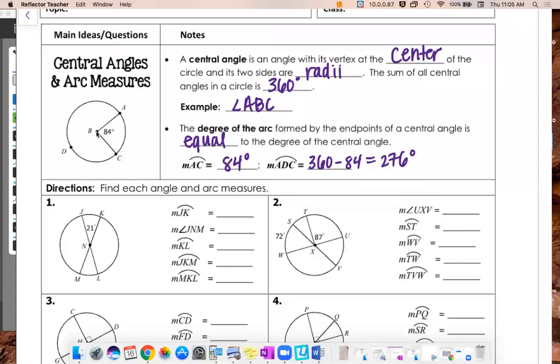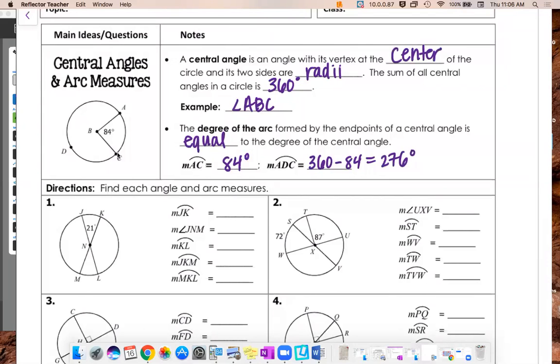So this is the center of our circle. This angle is a central angle because it has the vertex right in the center of your circle. And then these sides of it are radii. So AB and BC are both radii of that circle. And then we know if we add up all of the central angles right here, it should be 360 because that's a circle.